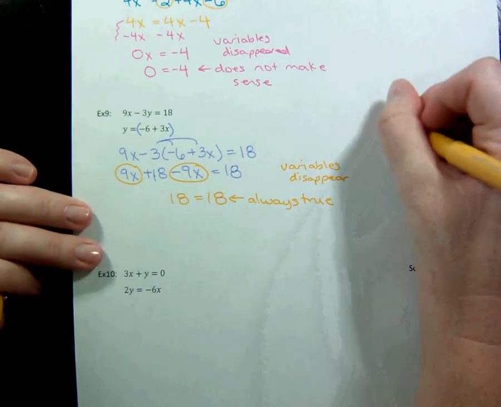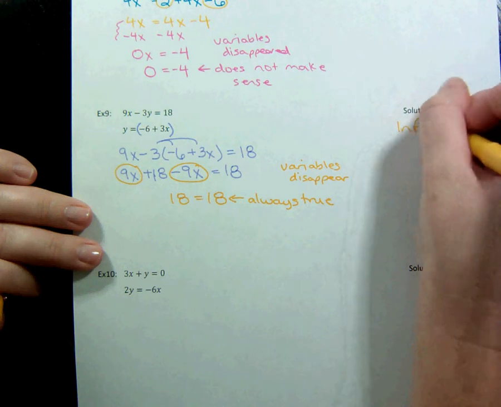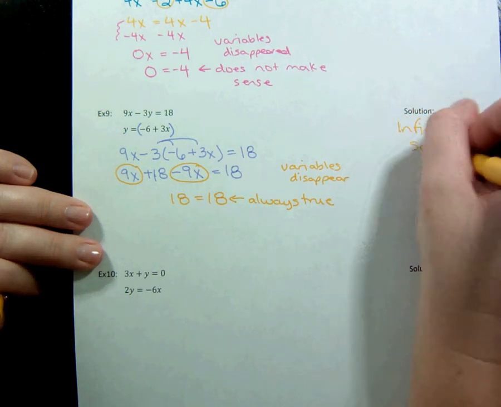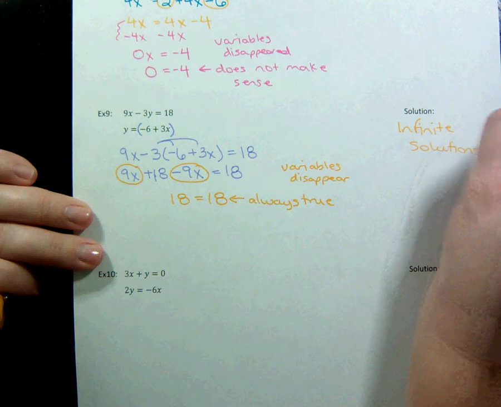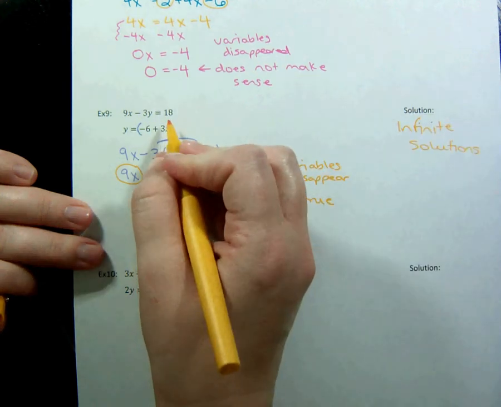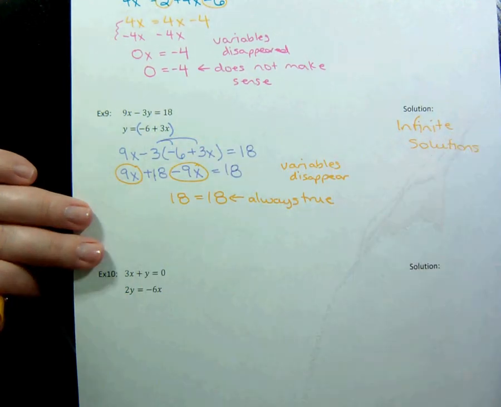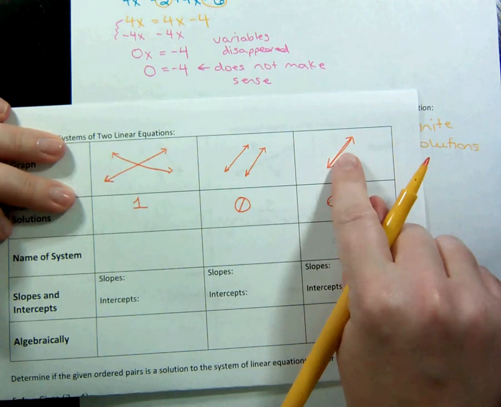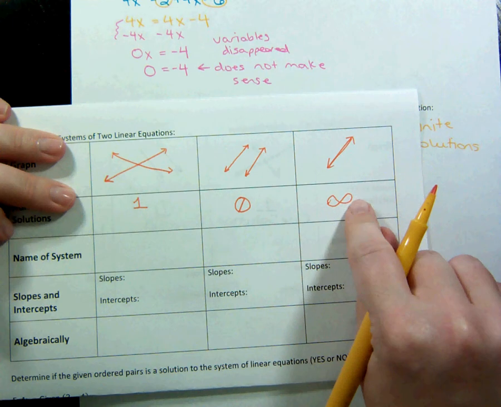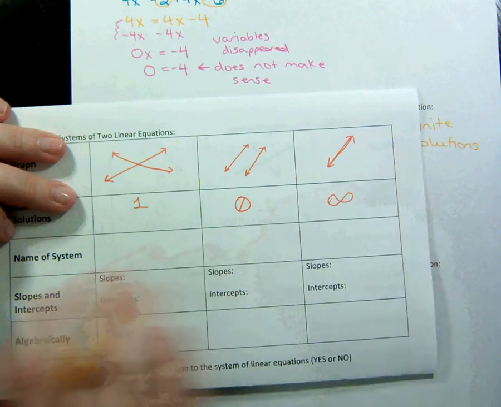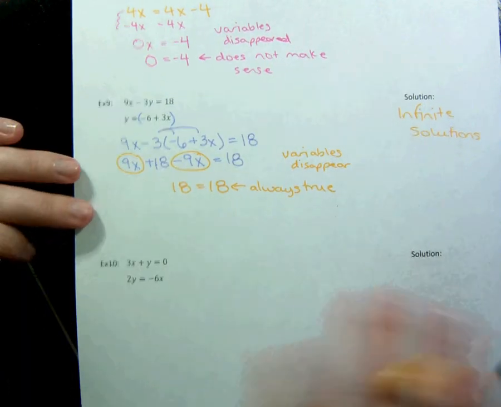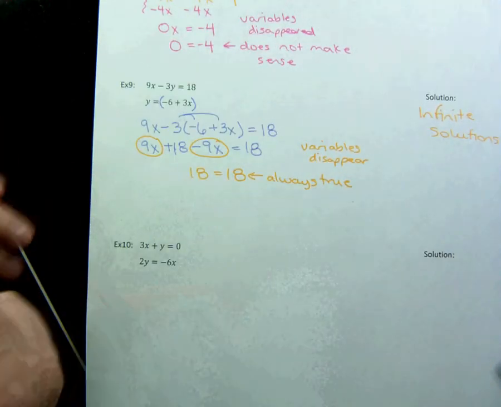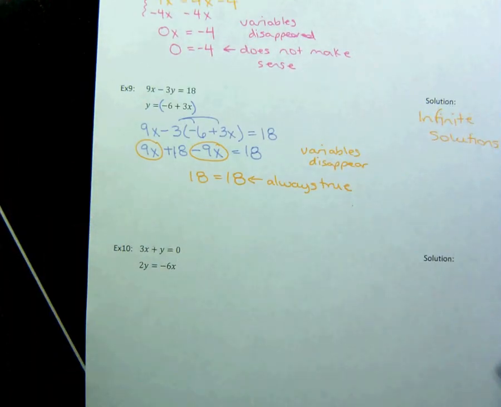If it's always true, you have infinite solutions. Every ordered pair that works for one equation is going to work for the other equation. Infinite solutions. That's on our chart. When we have the same line twice, like we talked about in class, you have infinite solutions. They are completely overlapping lines. Go ahead and pause the video and try example 10. And then we're going to go back and fill in the rest of the chart on page 2.